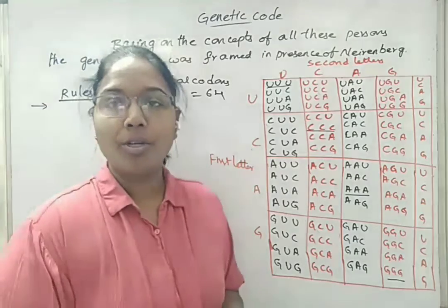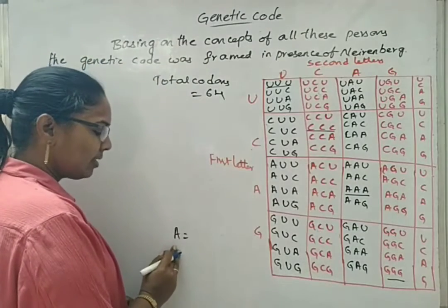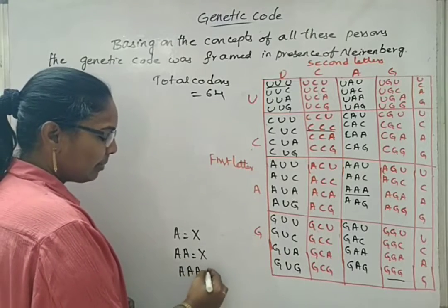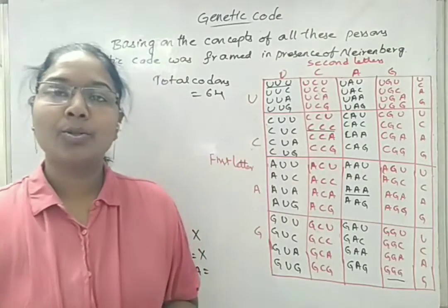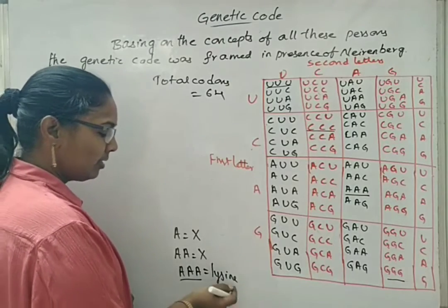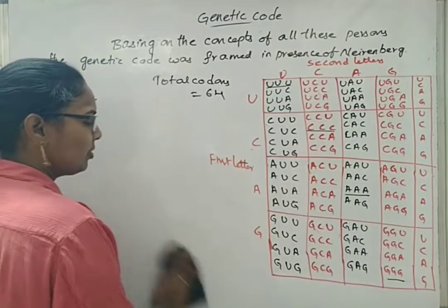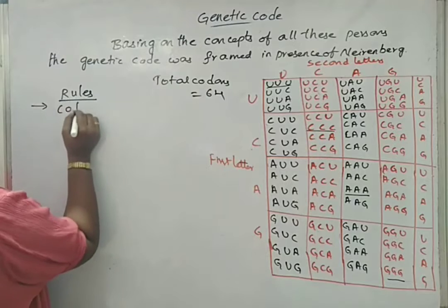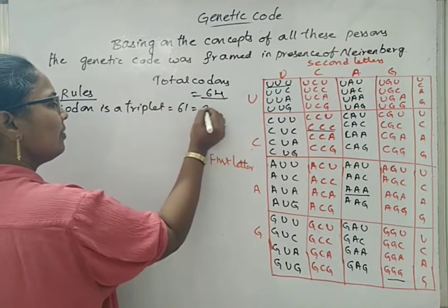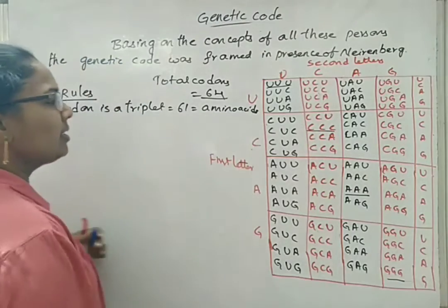So the first rule is that the codon is a triplet. Then only it is able to give out an amino acid. Suppose a single nitrogen base is taken for the experiment, it is not giving out any amino acid. Another combination is not giving either. But if another type was taken, like adenine, adenine, adenine, it is coding for lysine. So when 3 nitrogen bases are fused, then we are getting one amino acid. It means that the codons are in the form of triplets. So the first rule is the codon is a triplet, and out of 64, 61 are giving out amino acids. 3 are not giving out any amino acid because they are considered stop codons.